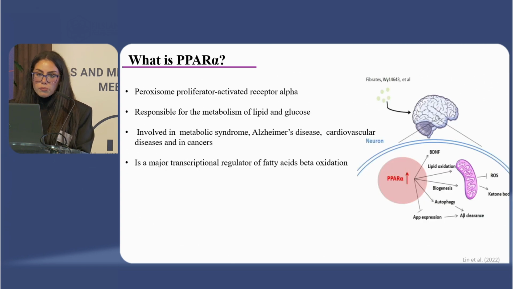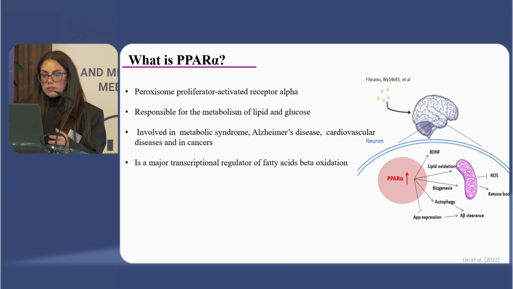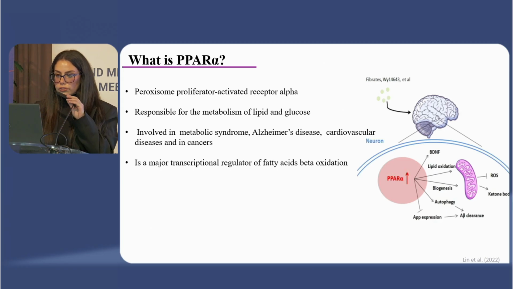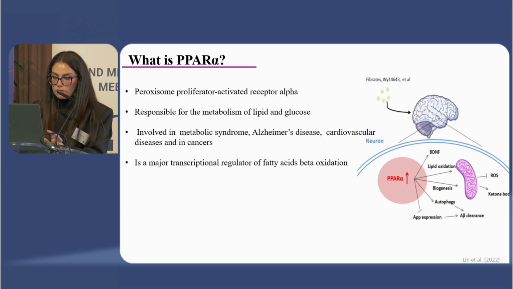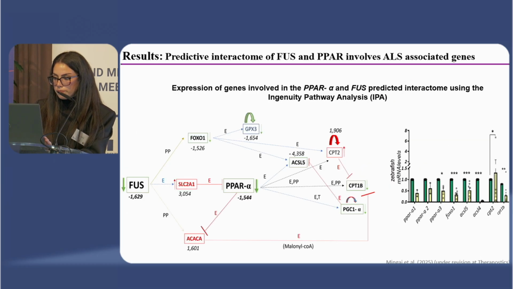But first, what is PPAR alpha? It is the peroxisome proliferator-activated receptor alpha. It is responsible for lipid and glucose metabolism, and it's shown to be involved in multiple diseases, including neurodegenerative disorders. And finally, it's the major transcriptional regulator of fatty acids.